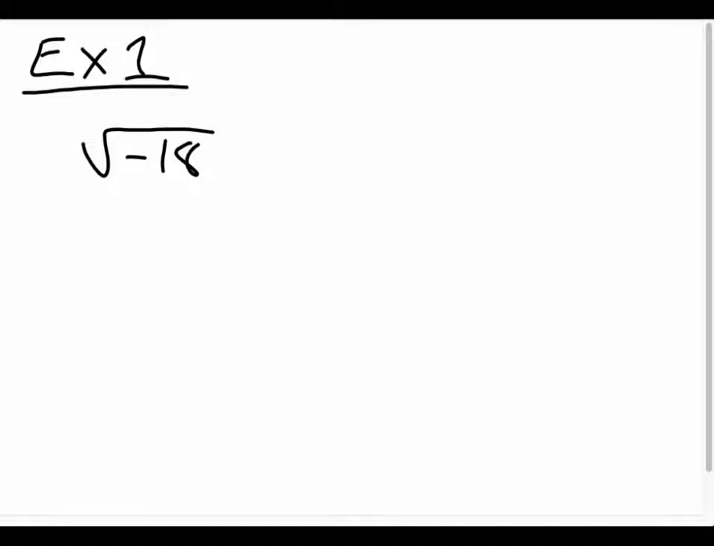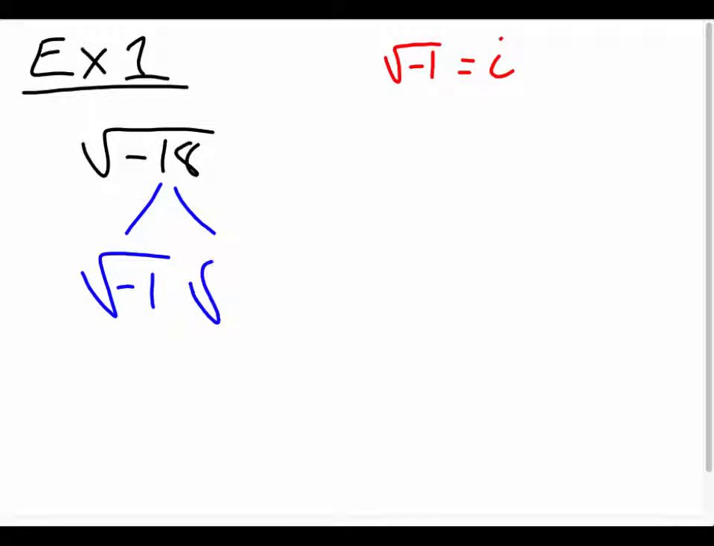So if I look at example number 1, I have the square root of -18. Well, remember that the square root of -1 is equal to i. So I can take this and split it up as the square root of -1 times the square root of +18, or i times the square root of 18.